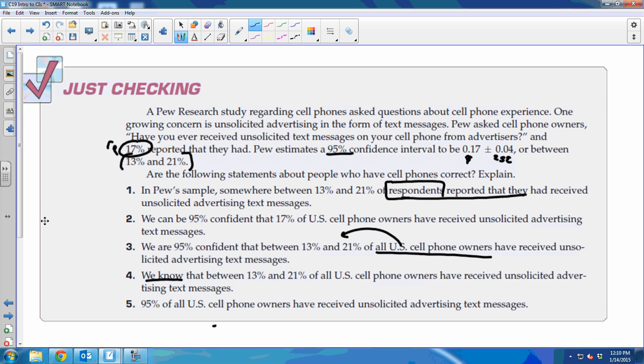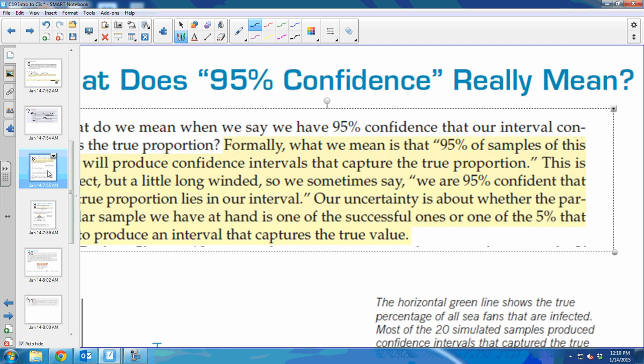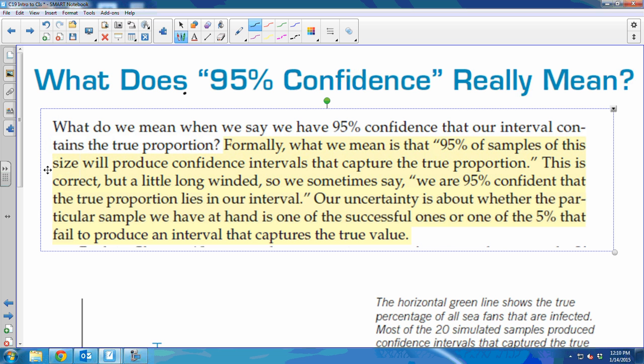Okay? All right. So let's kind of make sure. I'm going to circle back. I've got 2 more slides and we'll do some examples. This might get repetitive. I just want to make sure I really understand the concept of confidence interval. Okay? So what does 95% confidence really mean?